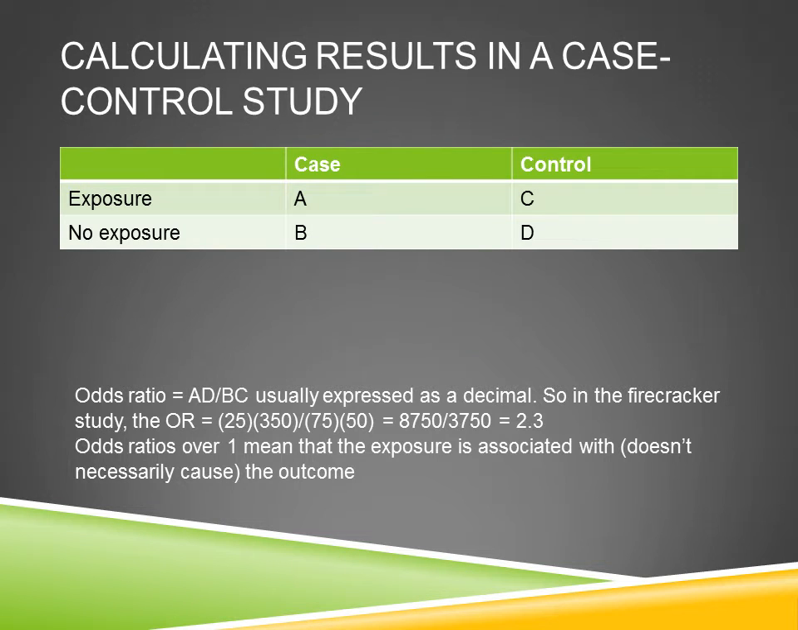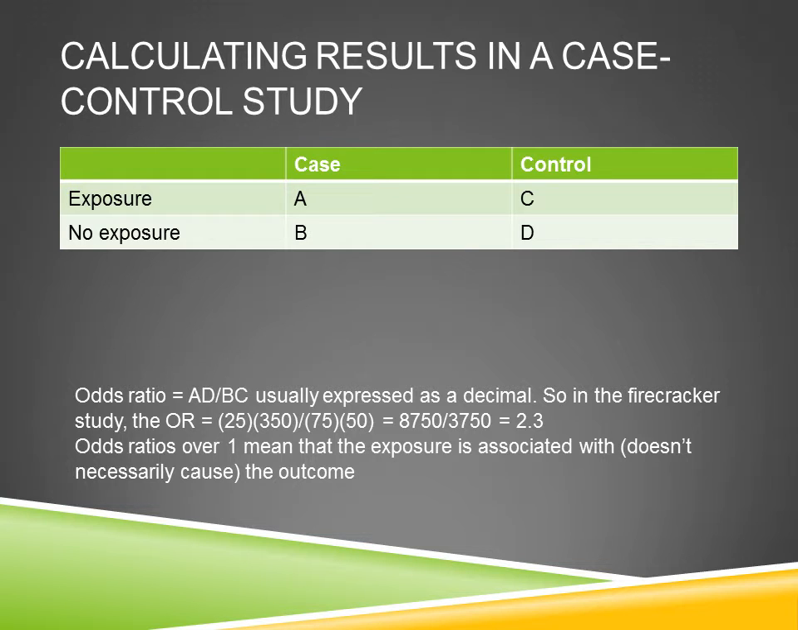Here's how you calculate the results in a case control study. Same table: cases, controls, exposure, no exposure, A, B, C, and D. You use an odds ratio, which is calculated as A times D over B times C. So you just draw an X in the table and multiply, and you're good. Just remember that the A, or the cases exposed, needs to be on the top, in the numerator.